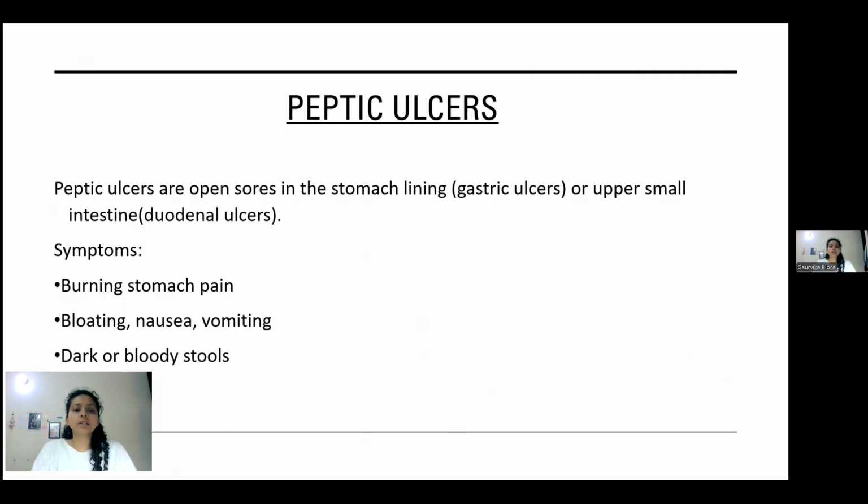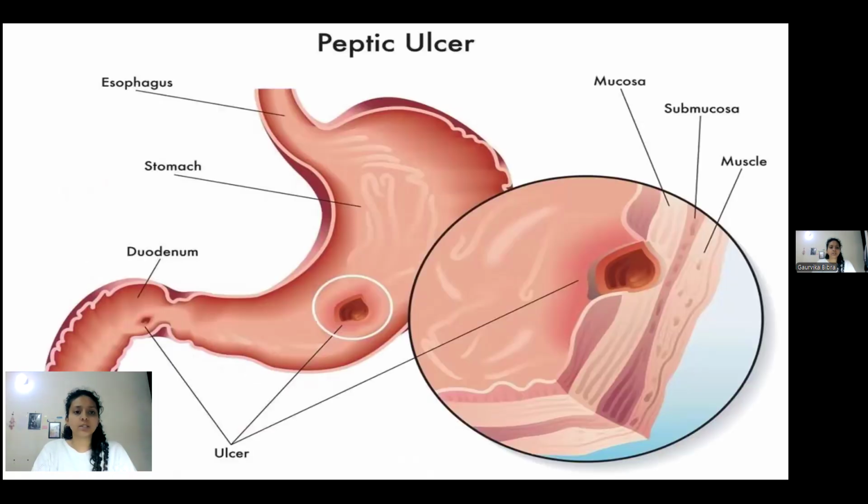Peptic ulcers are open sores in the stomach lining, gastric ulcers, or in the upper small intestine, that is duodenal ulcers. Symptoms include burning stomach pain, bloating, nausea, vomiting, dark or bloody stool. This is a diagram of peptic ulcer.